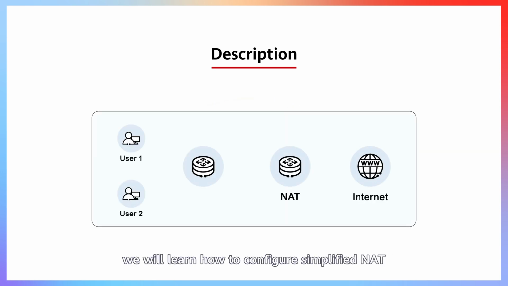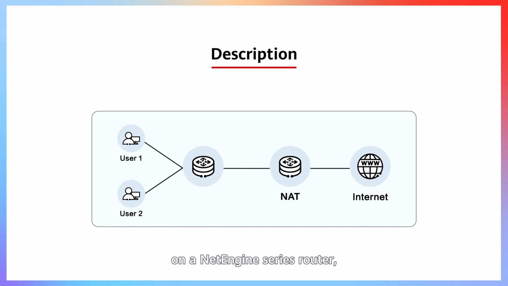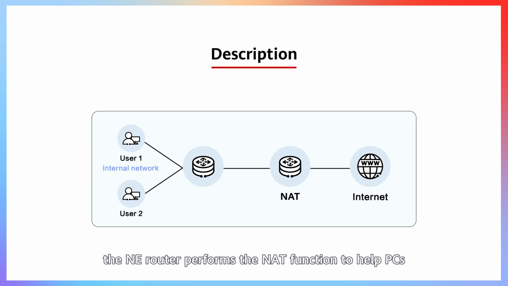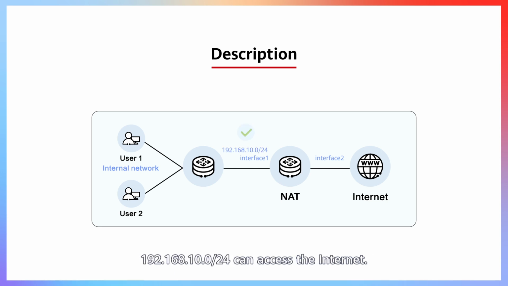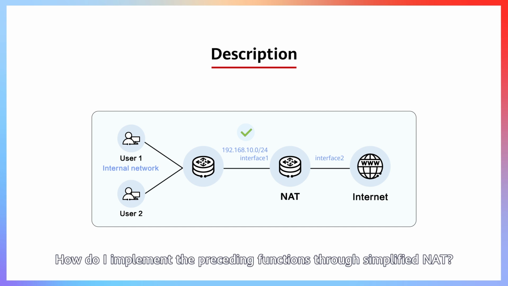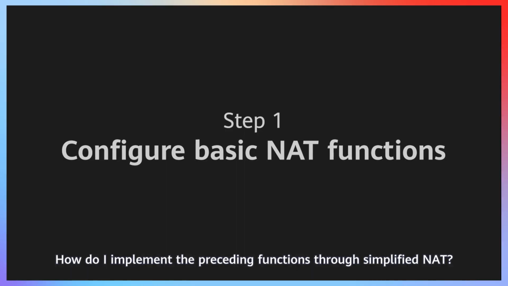In this video, we will learn how to configure Simplified NAT on a NetEngine series router, or an NE router for short. In the figure, the NE router performs the NAT function to help PCs within an enterprise internal network access the Internet. It is connected to the internal network through Interface 1. Only PCs on the internal network segment 192.168.10.0/24 can access the Internet. How do I implement the preceding functions through Simplified NAT?